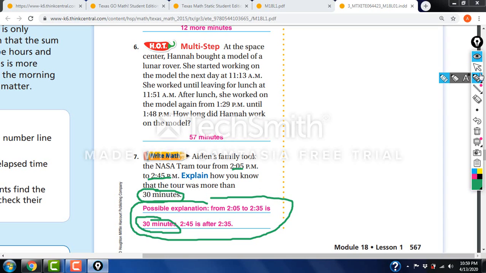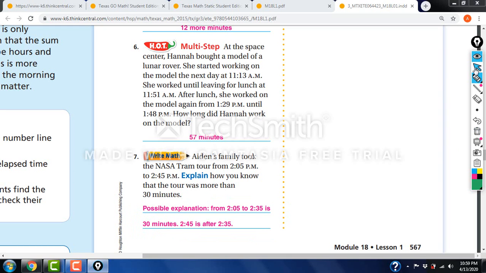They want you to apply the knowledge on it. So figure out a way to figure out the elapsed time, and then compare it to the amount of time that the tram ride was going to take, 30 minutes, and ta-da, you got your answer there.